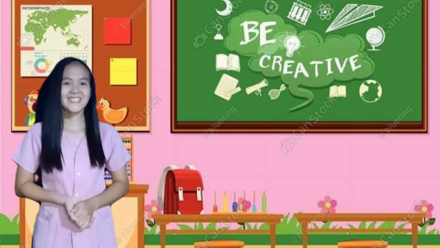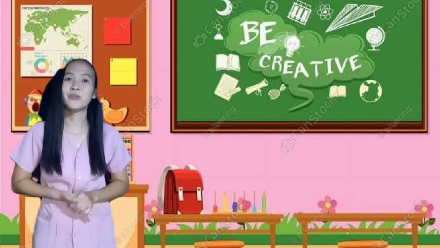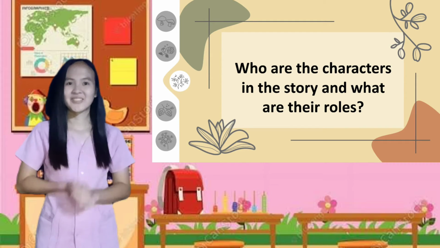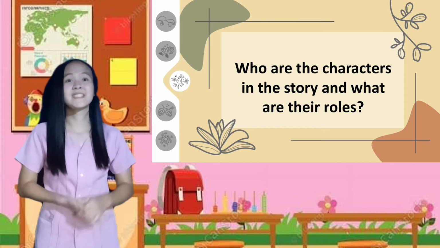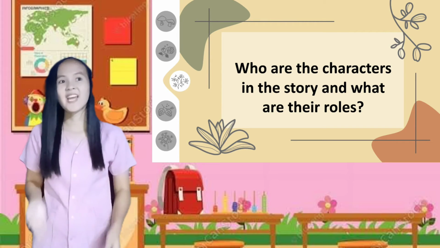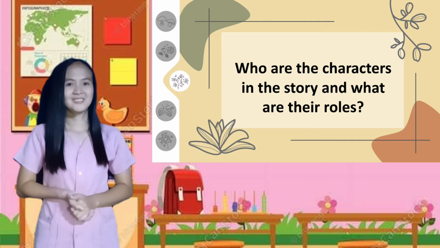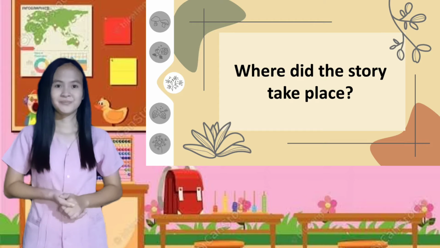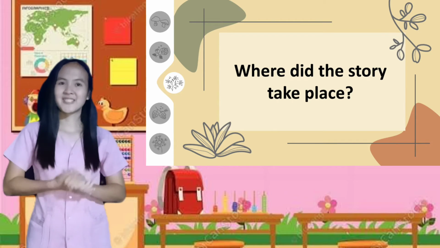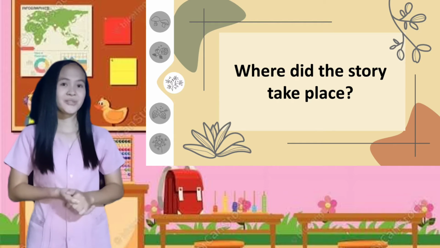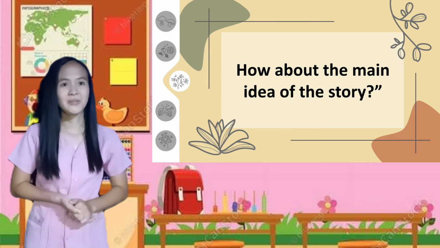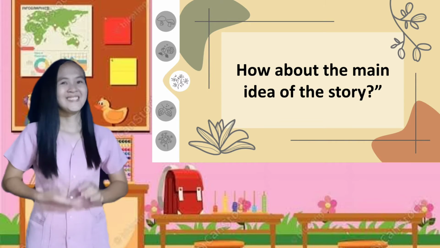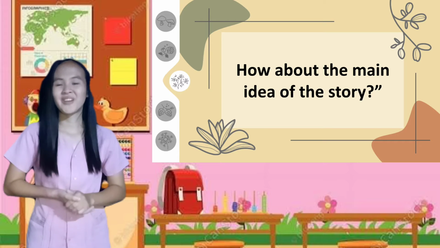Now, let us answer some guide questions. Can someone read and answer the first question? Yes, that's right. The characters in the story are the merchant, the priest, and the constable of the market. The second question: where did the story take place? Yes, that's right. It is in the town during market day. How about the main idea of the story? Yes, it's greediness. Very good.